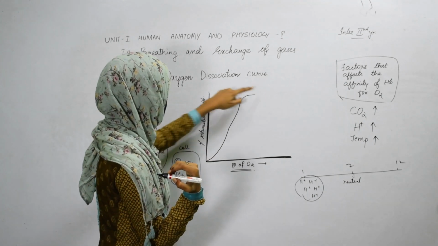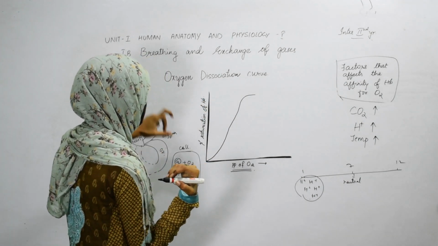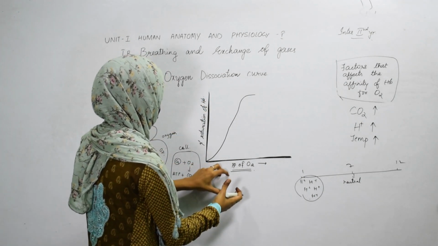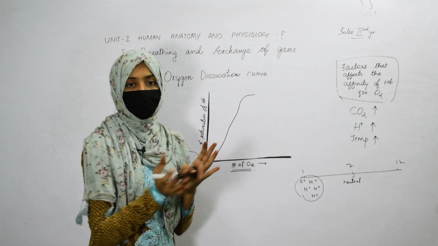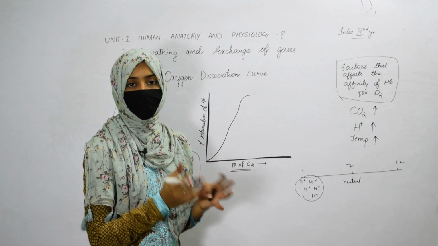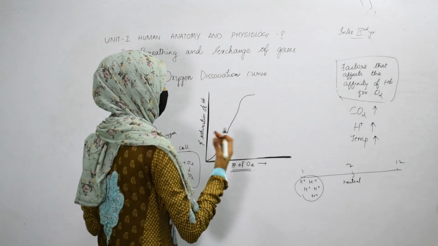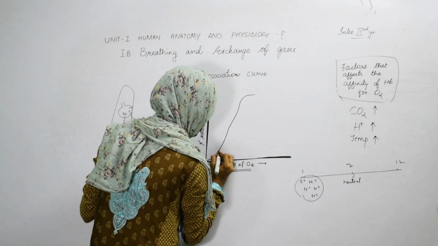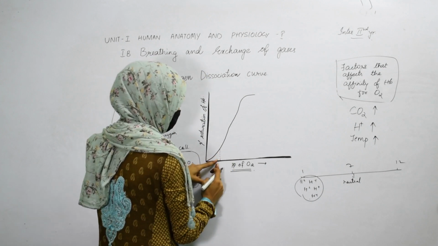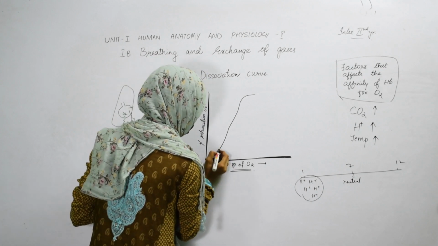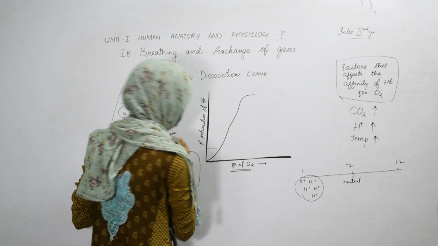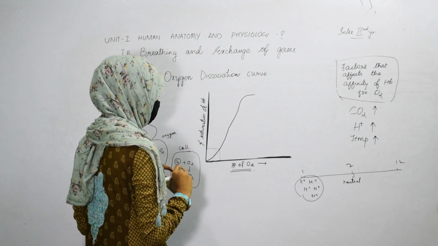This type of curve can be drawn based on the binding of oxygen to the hemoglobin, based on the affinity of hemoglobin to bind with the oxygen. So this kind of sigmoid curve can be drawn in this way. If the partial pressure of oxygen increases, the percentage of saturation of hemoglobin also increases.